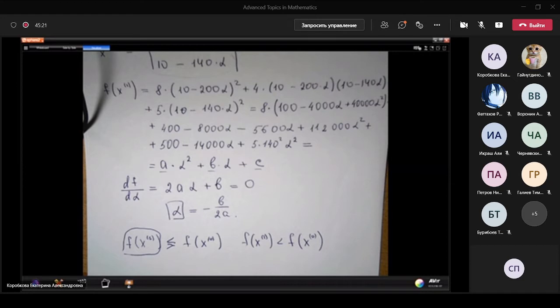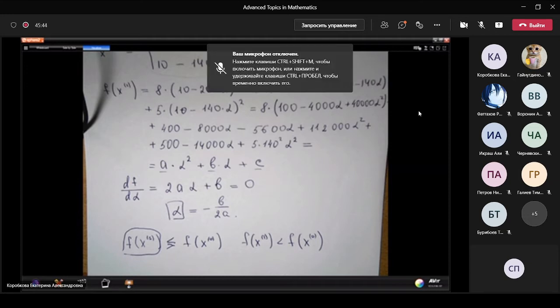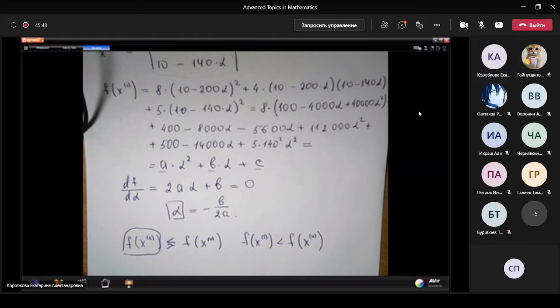So for calculations, first of all, we should find our gradient. It's the same. Then the Hessian matrix, which is... just a moment.